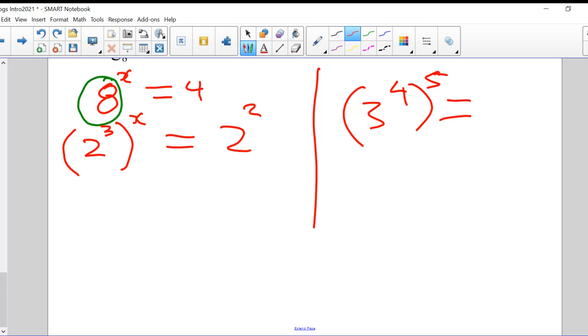Right? 3 to the power of 4 to the power of 5 would be the same thing as 3 to the power of 20. Absolutely. So what you're doing is you're multiplying the two exponents together. So instead of saying 2 to the power of 3 to the power of x, you're saying 2 to the power of 3 times x. You're absolutely right.